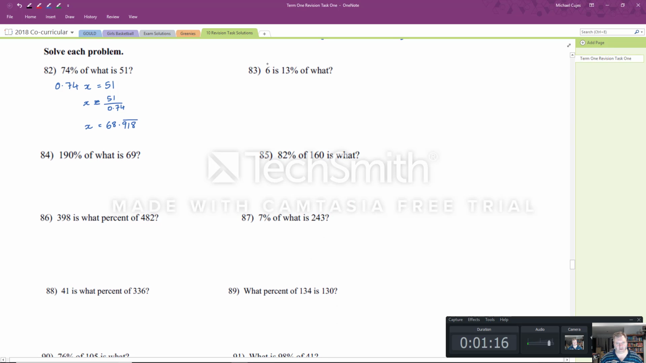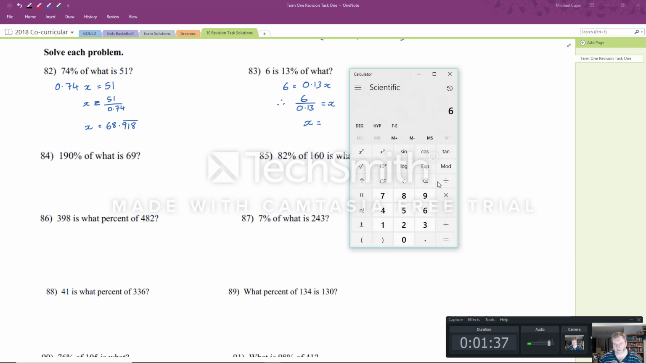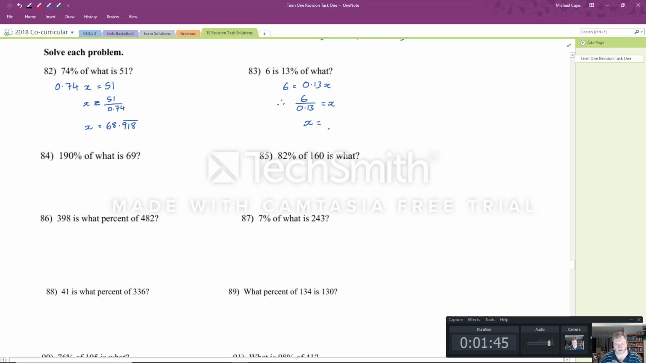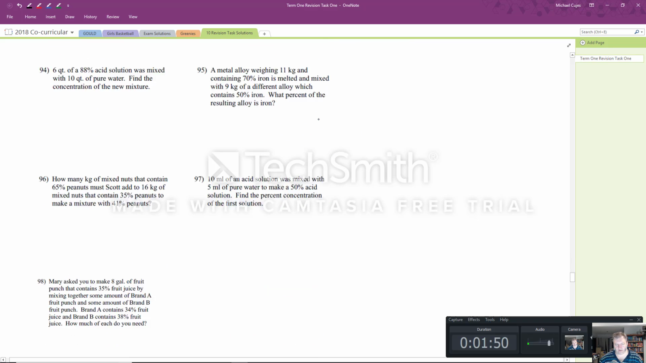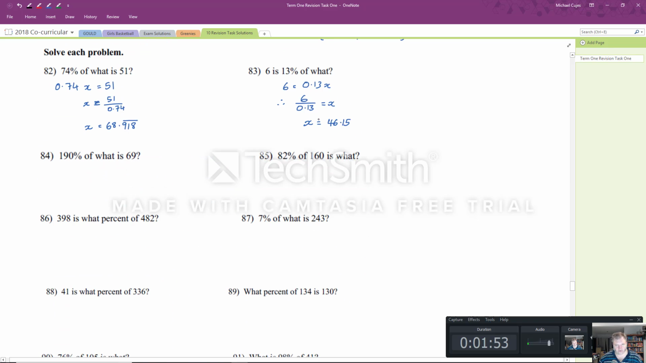All right, 6% of 13 is what? Oh, sorry, 6 is 13% of what? Oh, 6 is 13%, 0.13 of what? Let's call it x again. Therefore, 6 divided by 0.13 is my x. And we're back to our calculator. 6 divided by 0.13 equals, whoa, 46.15. Let's just do that approximately. 46.15 approximately equal to.